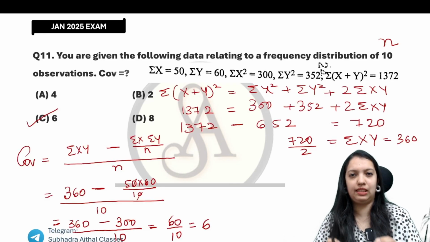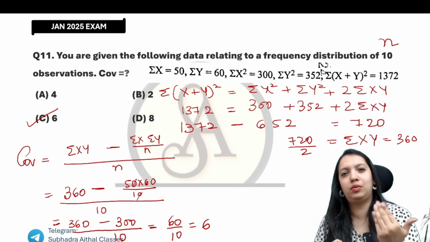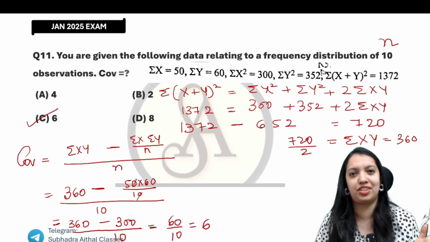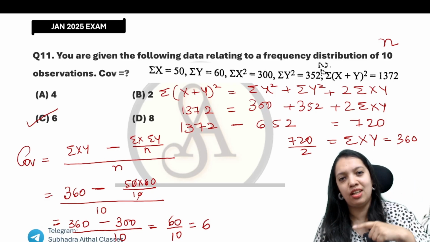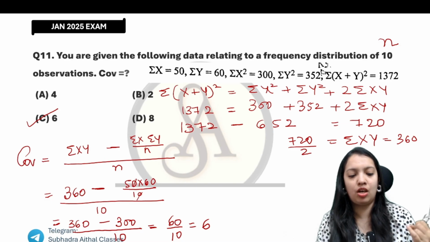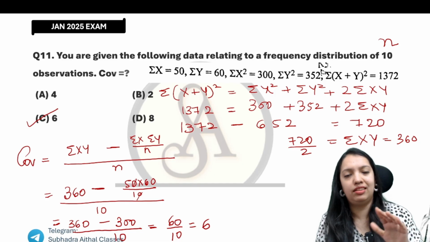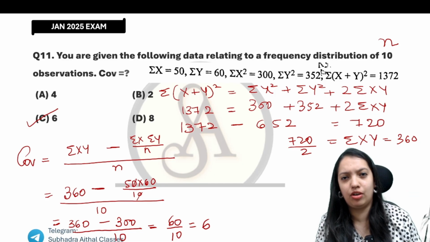If you ask me honestly, I was a little disappointed with this question. I feel I should have asked you a direct question regarding how to calculate correlation. There are 4 methods of correlation. Instead of going to that, I asked the covariance formula. Now covariance is given by summation xy minus summation x summation y by n, whole divided by n. This is actually discussed in detail at CA final level.